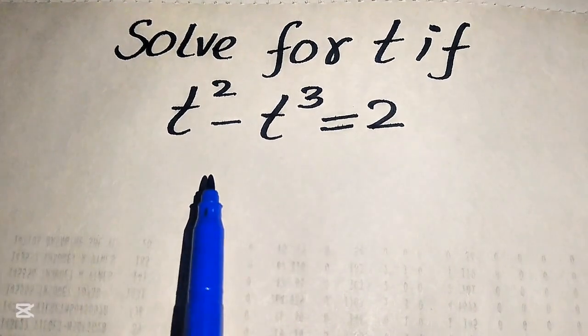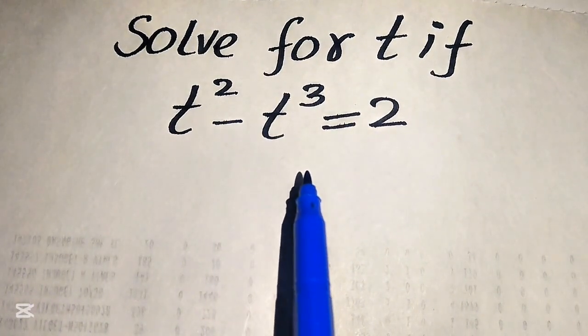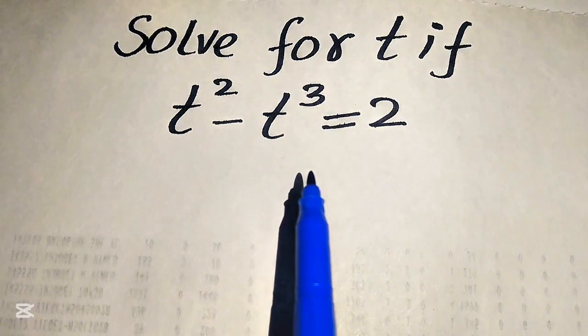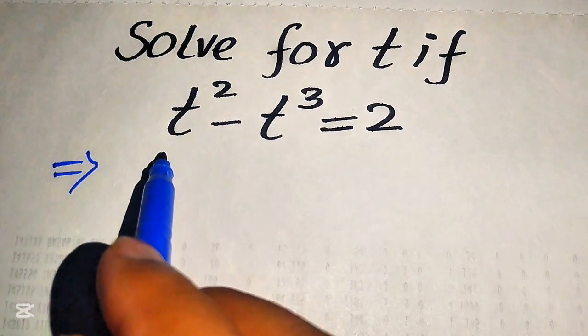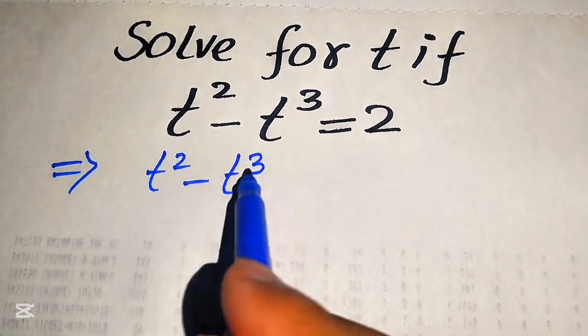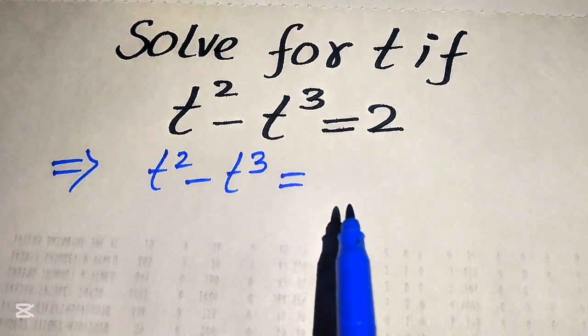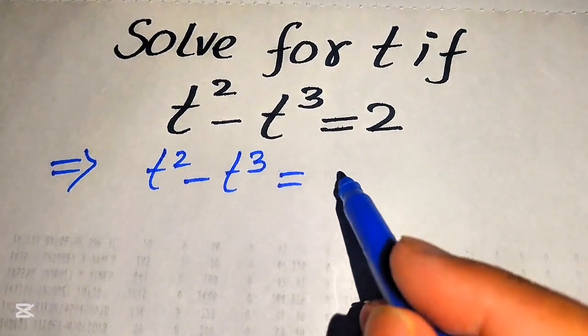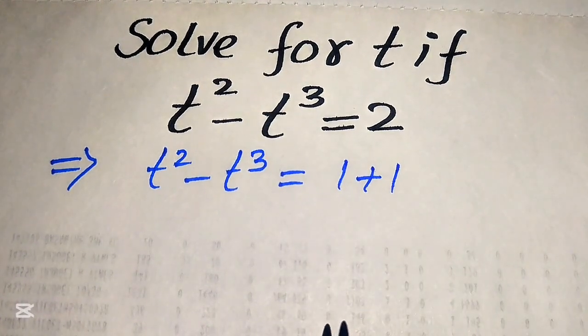So here we have t square minus t cubed is equal to t, and we solve this problem for the values of t. So here first we need to rewrite this equation in this form. So here we have t square minus t cubed is equal to 2, and we write this 2 as 1 plus 1. We know that 1 plus 1 is equal to 2.